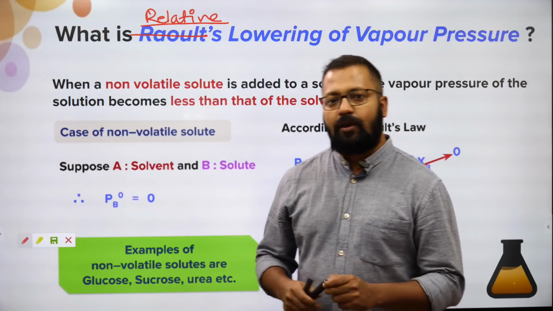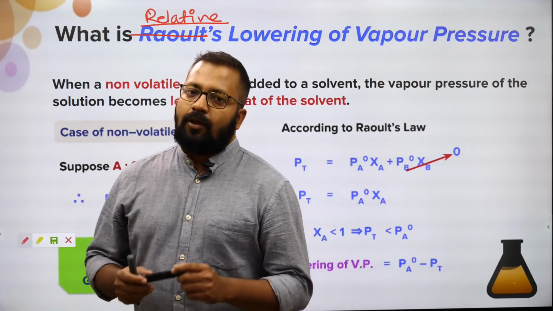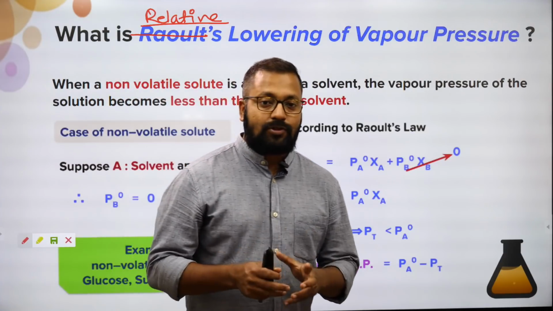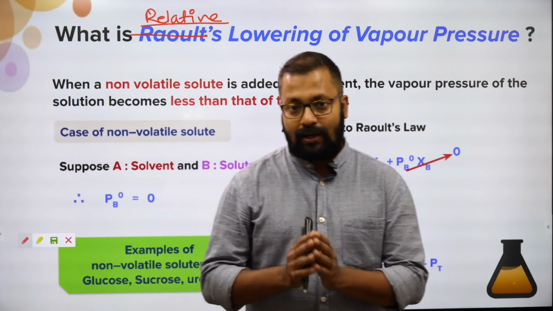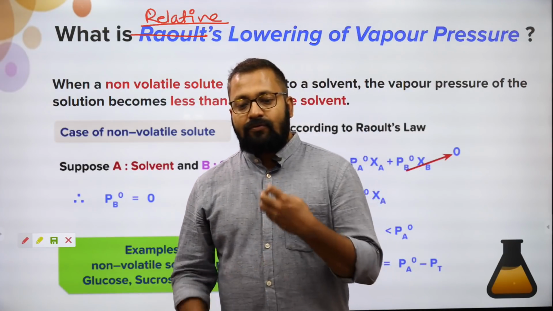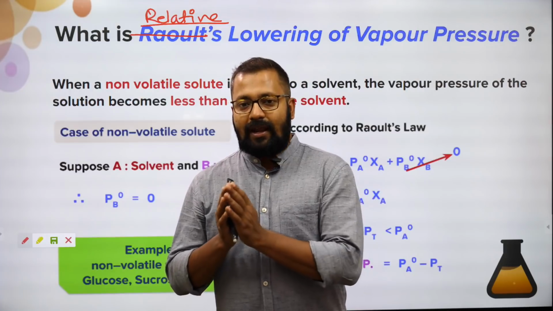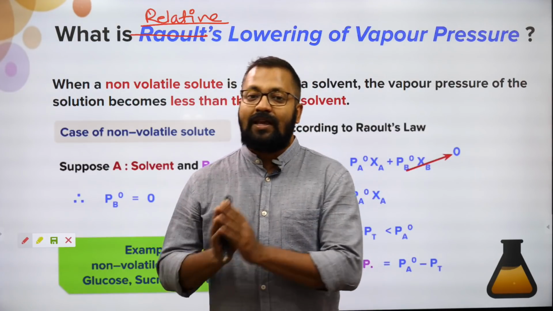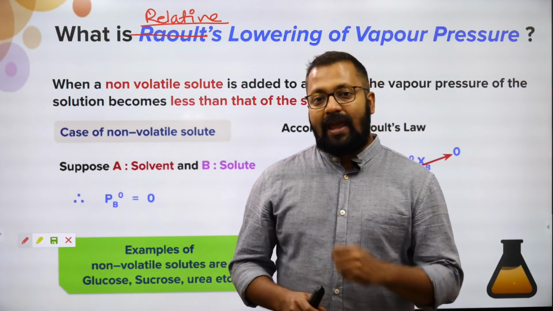Now what is the meaning of a colligative property? Colligative properties are those properties which depend on the amount of substance present in a solution. They are independent of the nature of substance. They are dependent on the amount of substance.